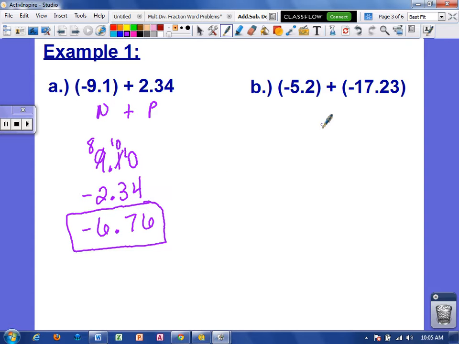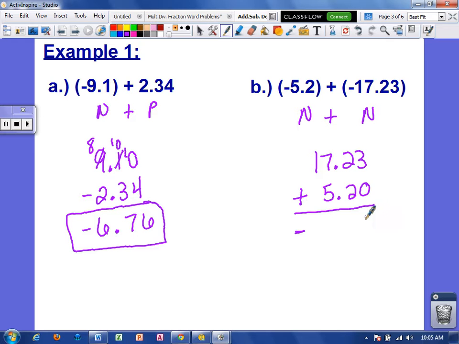All right, letter B. Negative 5.2 plus a negative 17.23. That's a negative plus a negative. So we're just going to add like normal and make our answer negative. So I have 17.23 plus 5.2. Again, notice how I lined up my decimals, and I'm going to put a 0 in this empty space. And if I'm adding negatives, my answer will be negative.